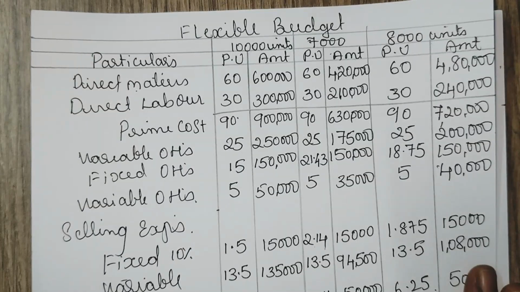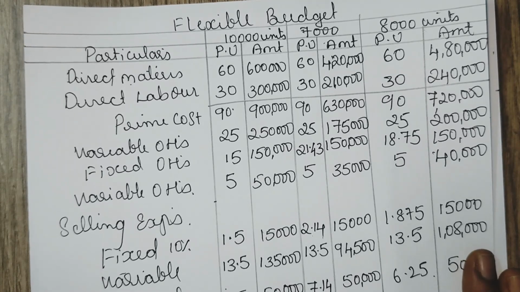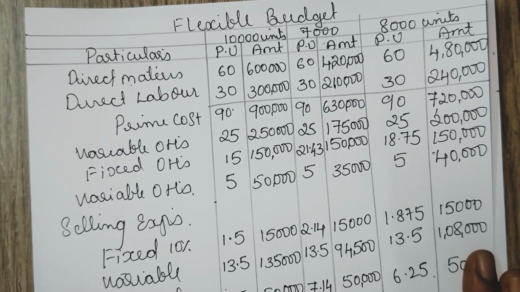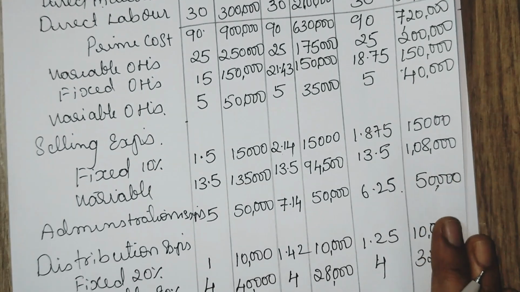Flexible budget when units are given. This we solved from the 2023 question. The question which I solved before, where capacity was given, was from 2024.